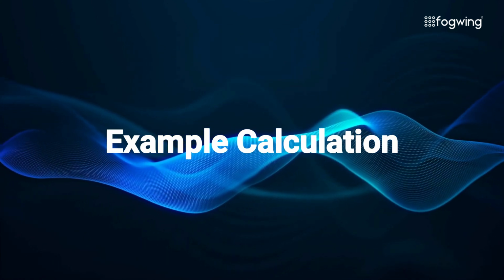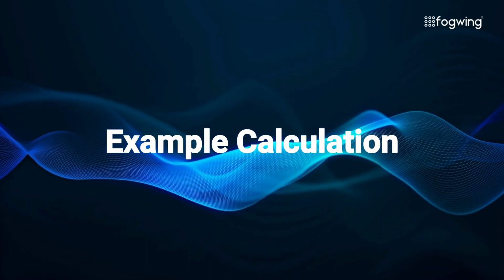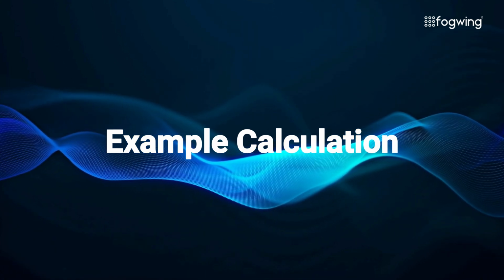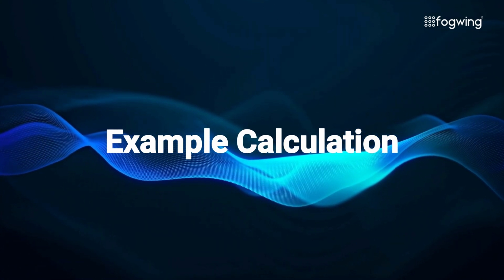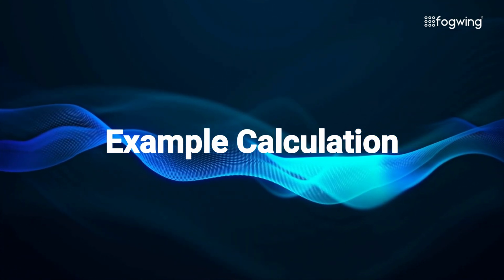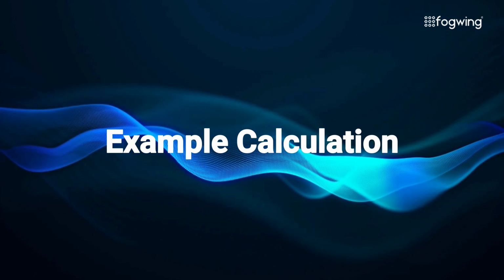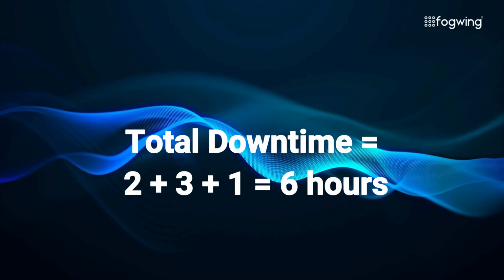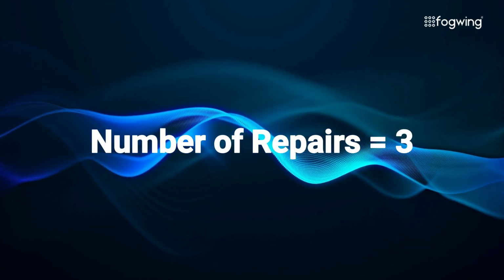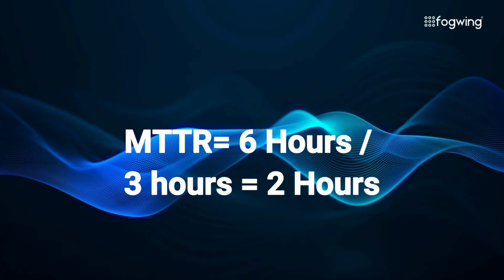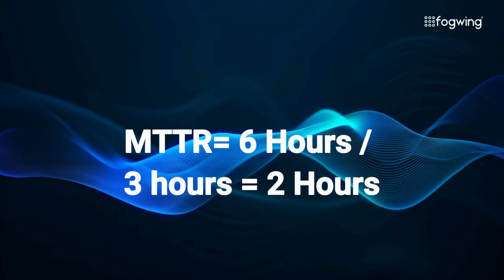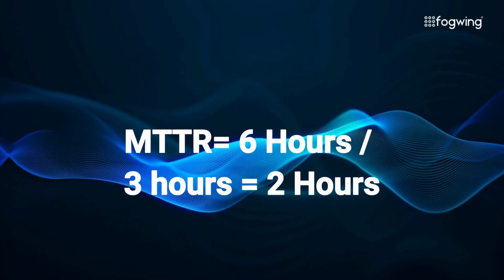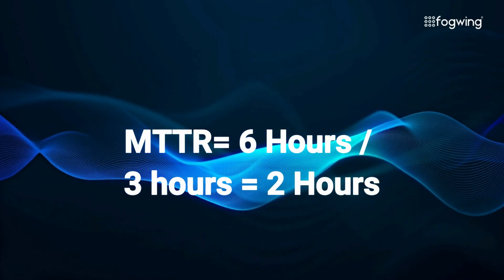Example calculation. If a system experienced 3 breakdowns over a month and the downtimes for each repair were 2 hours, 3 hours, and 1 hour, the MTTR would be calculated as follows. Total downtime = 2 + 3 + 1 = 6 hours. Number of repairs = 3. MTTR = 6 hours / 3 = 2 hours. So the MTTR in this example is 2 hours.